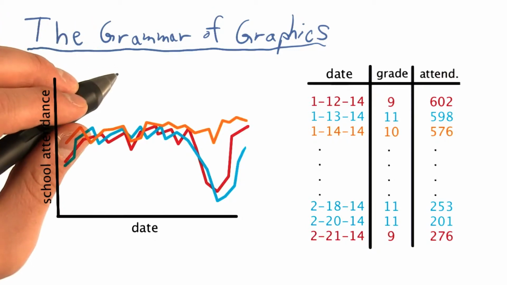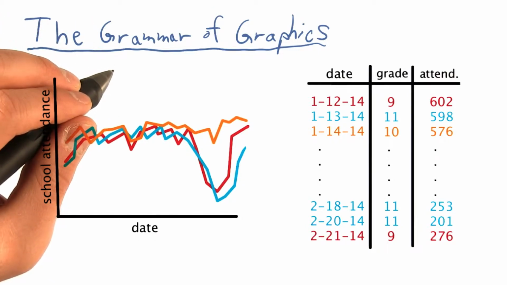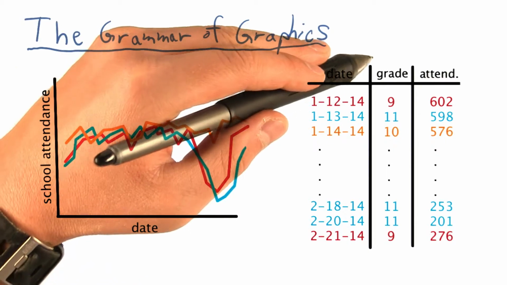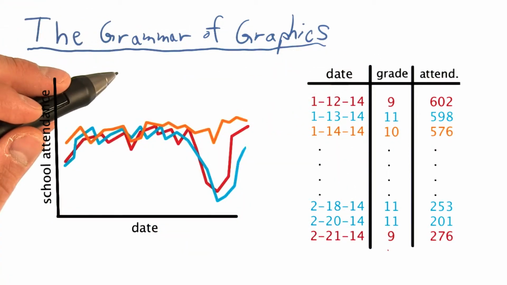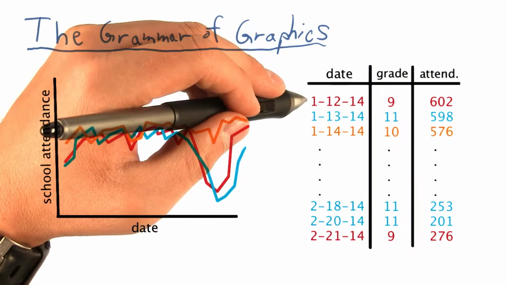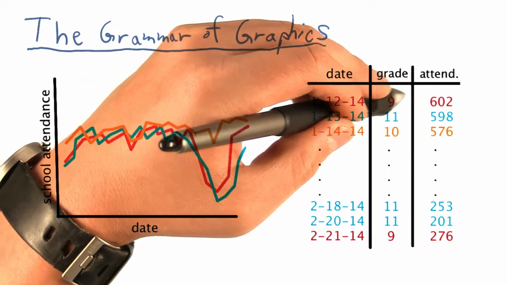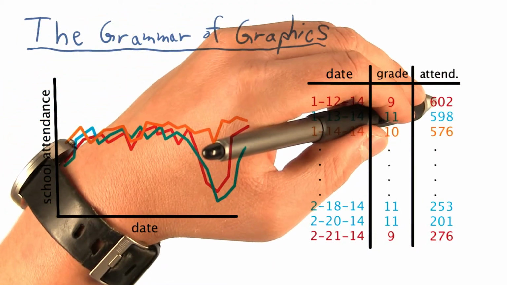Let's assume that the school also kept attendance per grade. In this case, we've added a third column, grade, to our data, so each row now represents, for a given date and a given grade, how many students attended school in that day.